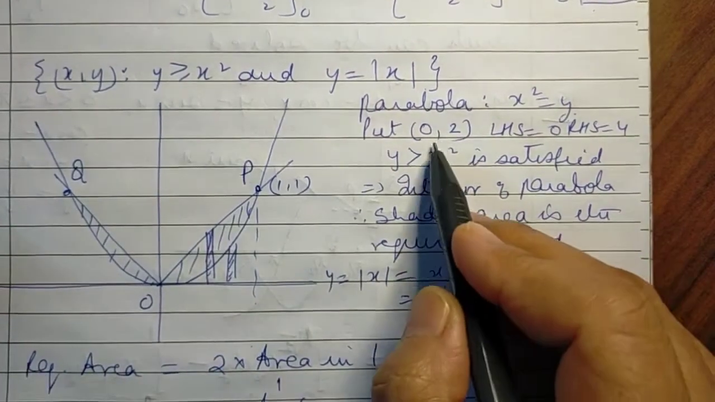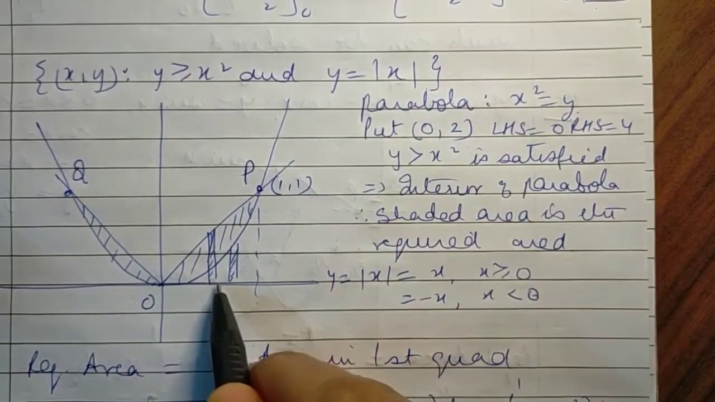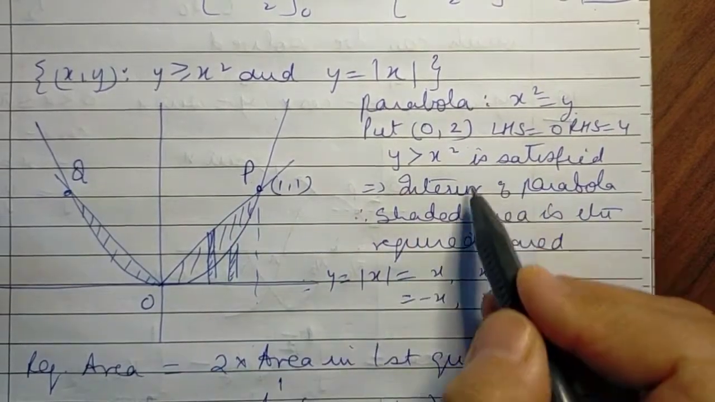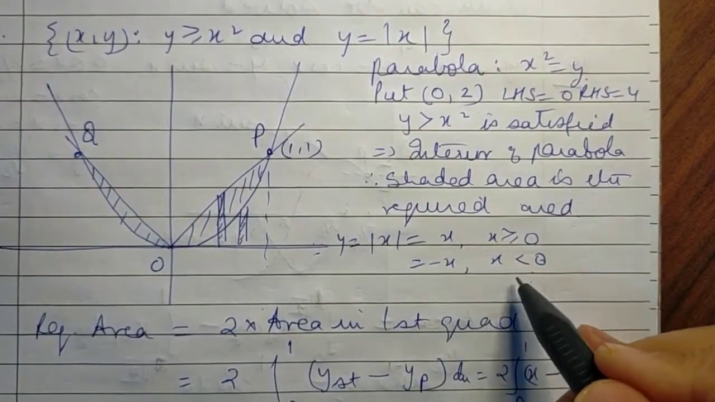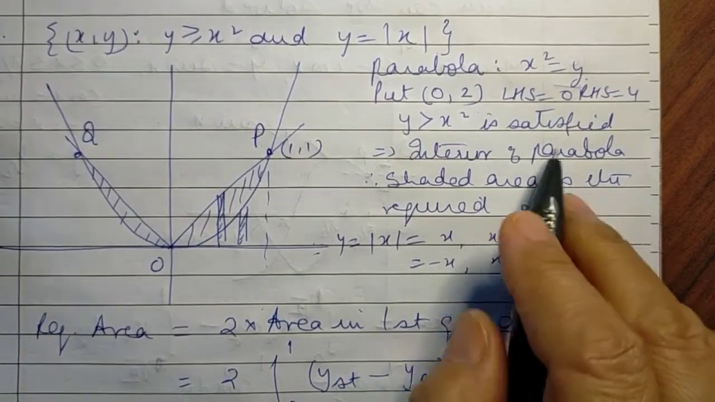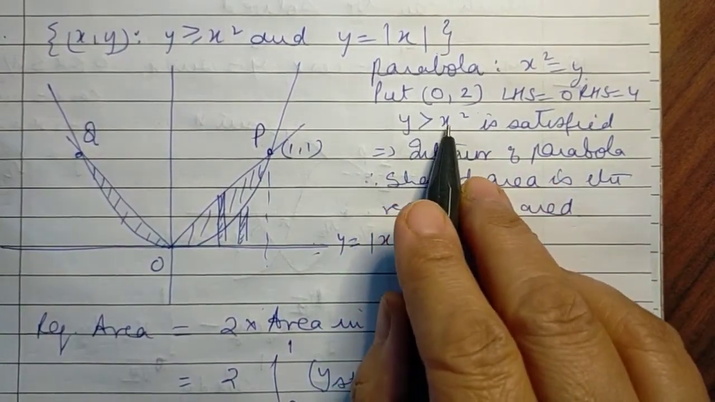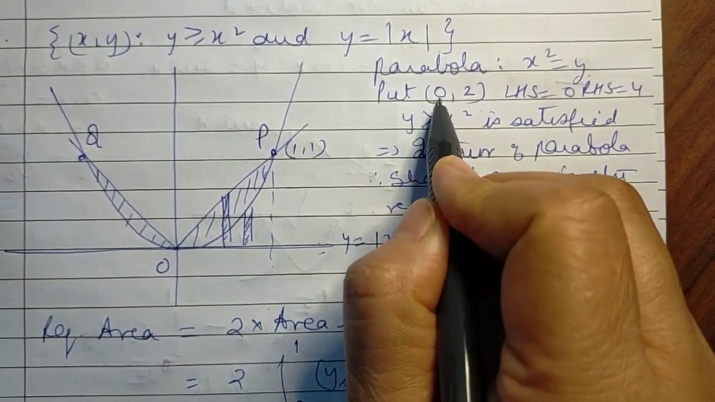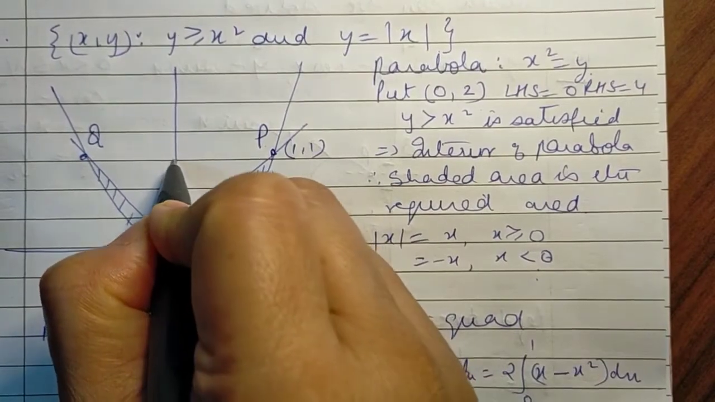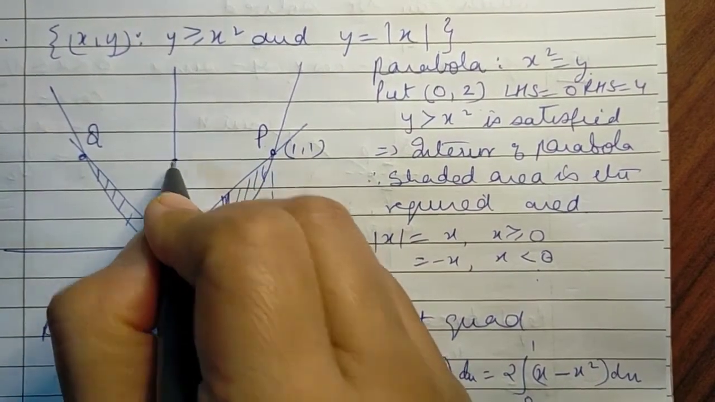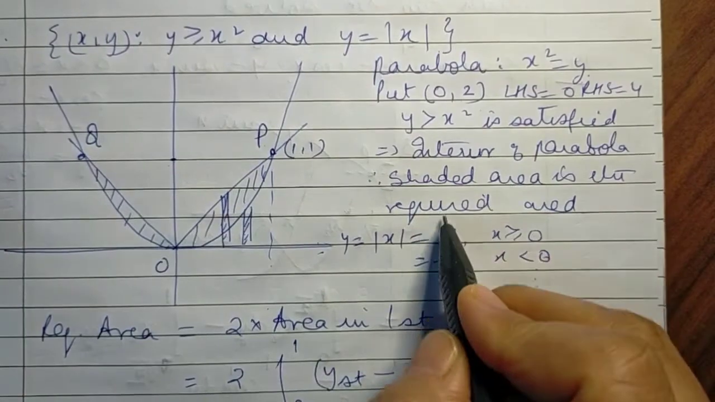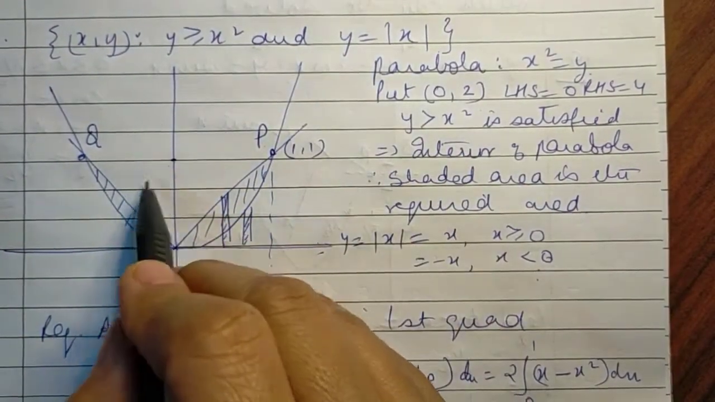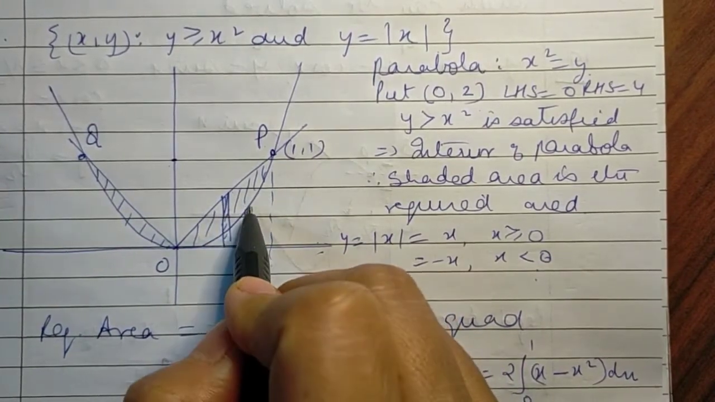Now we have to see what we mean by the greater than or equal to sign. So we substitute any one point, let's say again (0, 2), which lies on the y-axis. We see that y is greater than x squared is satisfied, and so the interior of the parabola is the required region.